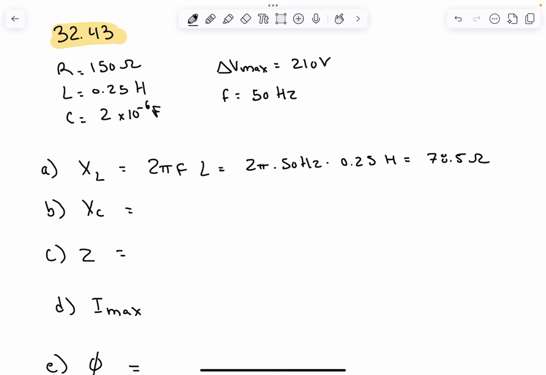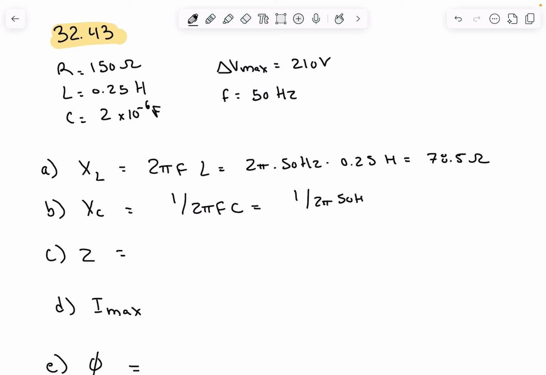ohms. Now the capacitive reactance, similar thing, it's going to be 1 over 2 times pi times F times C, where C is 2 times 10 to the negative 6 farads, and that's going to give me 1590 ohms.